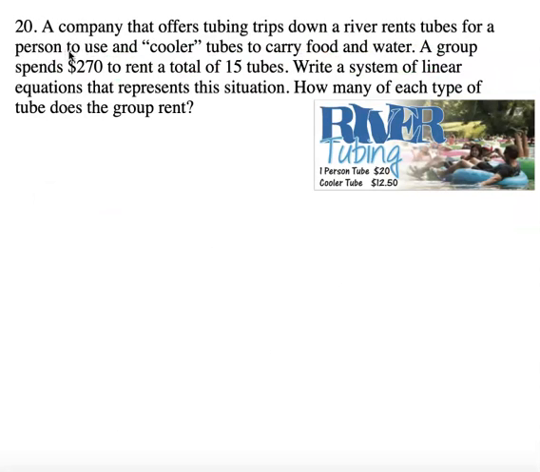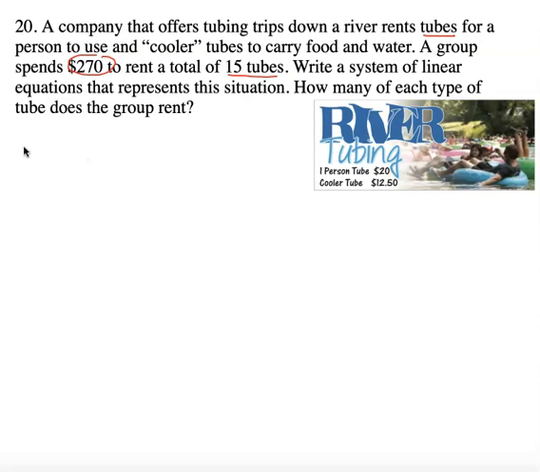So here's another question. A company that offers tubing trips down a river rents tubes for a person to use and cooler tubes to carry food and water. So you can rent tubes that people go on and then cooler tubes. The group spends $270 to rent a total of 15 tubes. It doesn't tell you what kind of tubes, just 15 tubes, so it could be both. Write a system of linear equations.